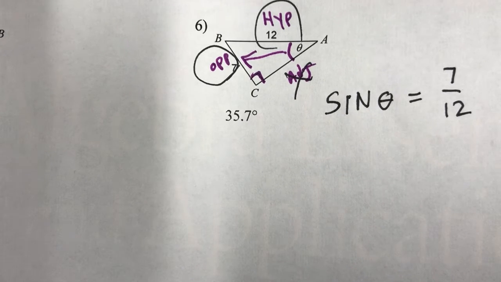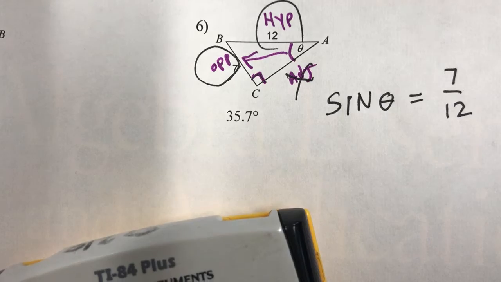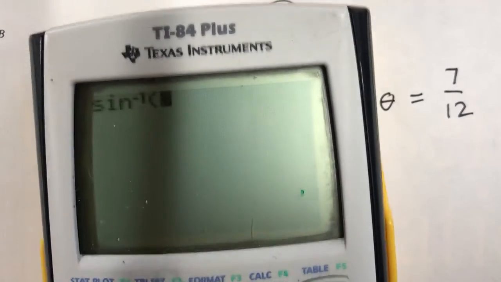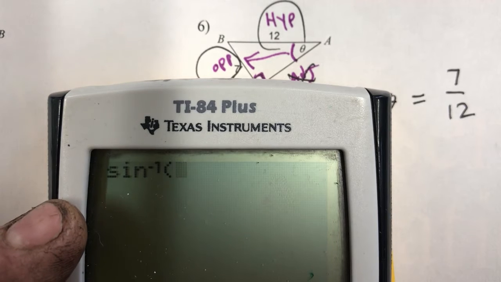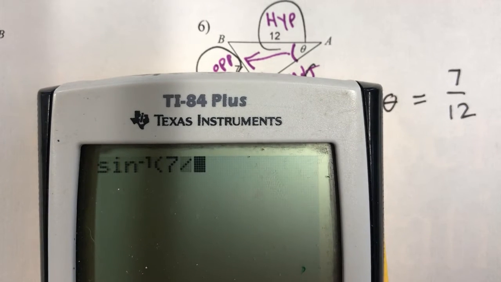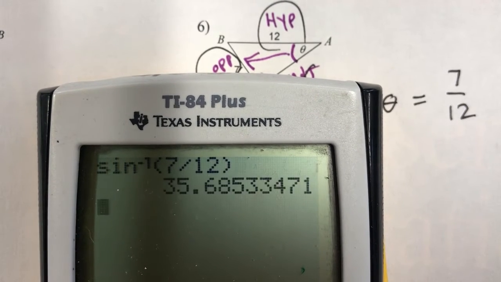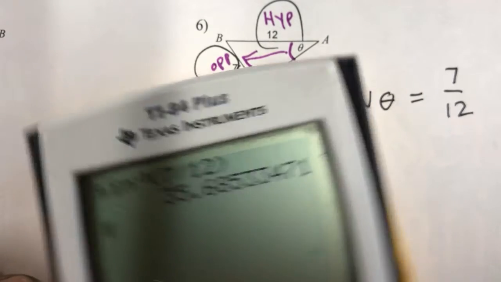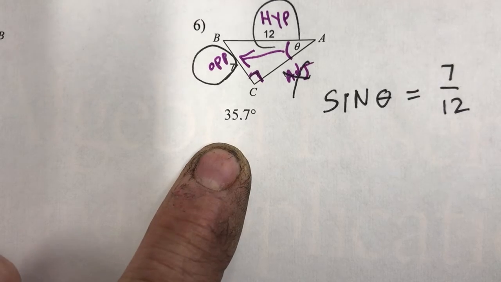Okay, and so now I do inverse sine. Second sine, which is inverse sine. You see it on there? Okay. 7 divided by 12. And that comes out to 35.68, which the 8 makes the 6 go up to 7. 35.7, so we're good. We got it.